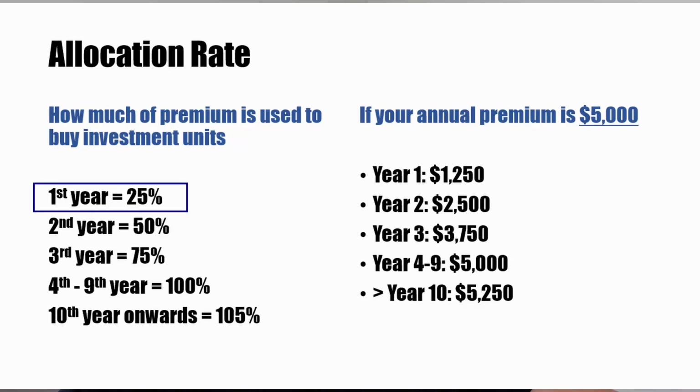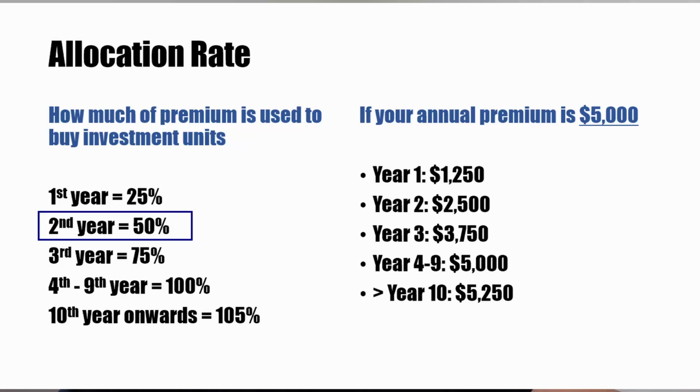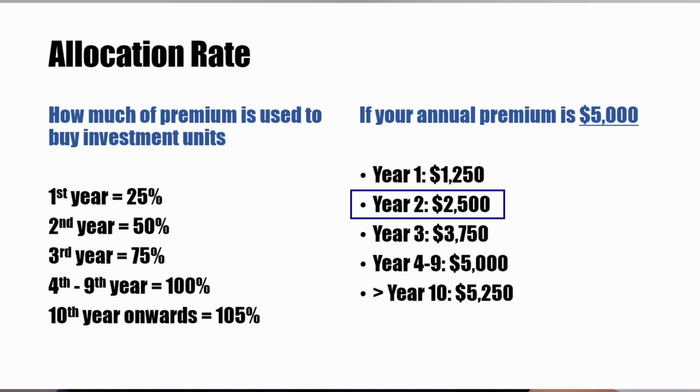The first year, usually it will be 25% of your premiums paid. That means if you pay a premium of $5,000 during your first year, only $1,250 goes into buying the investment units. The rest of the money goes into paying the insurance company as well as your agent. And the second year usually is around 50% allocation rate. That means if you are paying the same premium of $5,000, only $2,500 goes into buying the investment units.